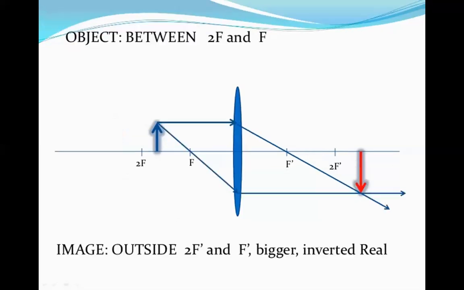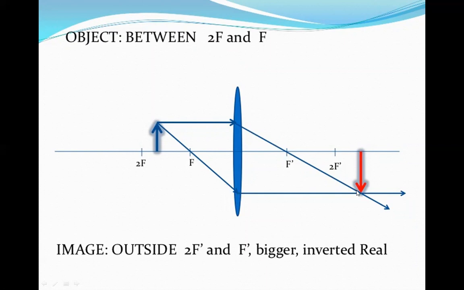Now we will come to our case two. The second case is when the object is placed between 2F and F. When the object is placed between 2F and F, then by considering the two rays of light, one parallel to the principal axis, and then after refraction passing through the lens, it passes through the focal point. In the second ray of light, first it passes through the focal point and then through the lens. So after refraction, it will become parallel. Where these two rays intersect, we will get the image of the object.